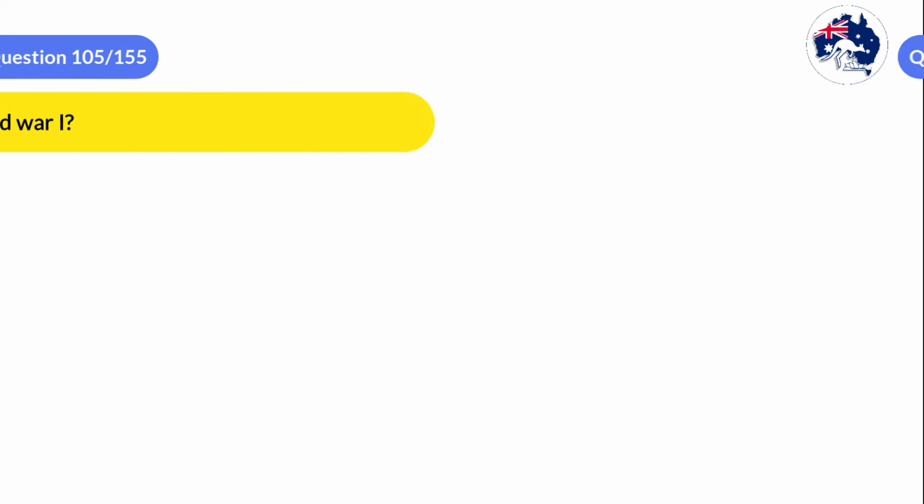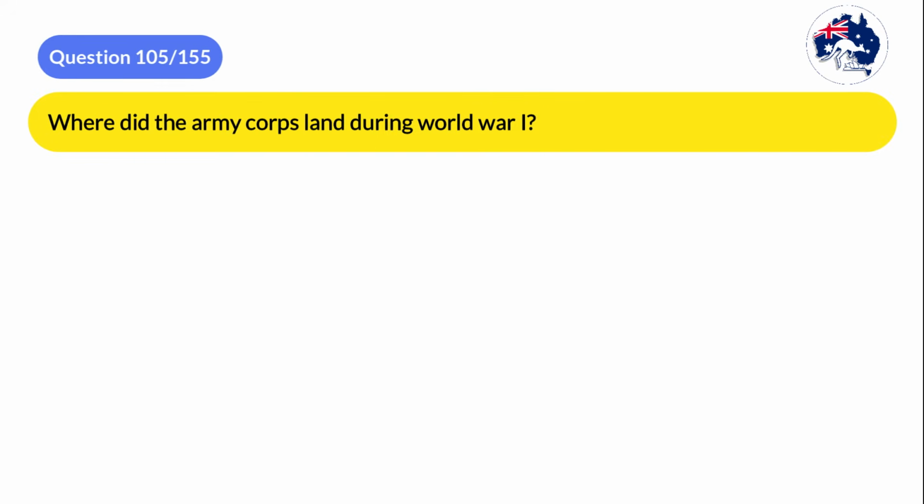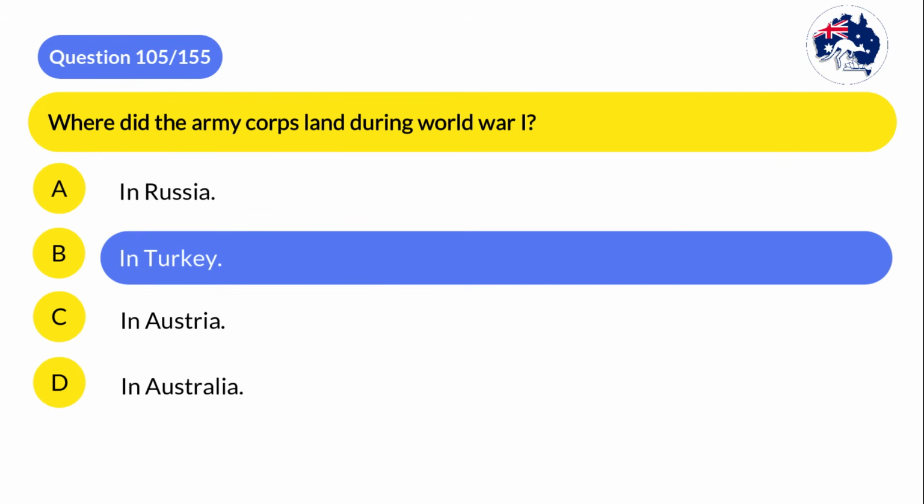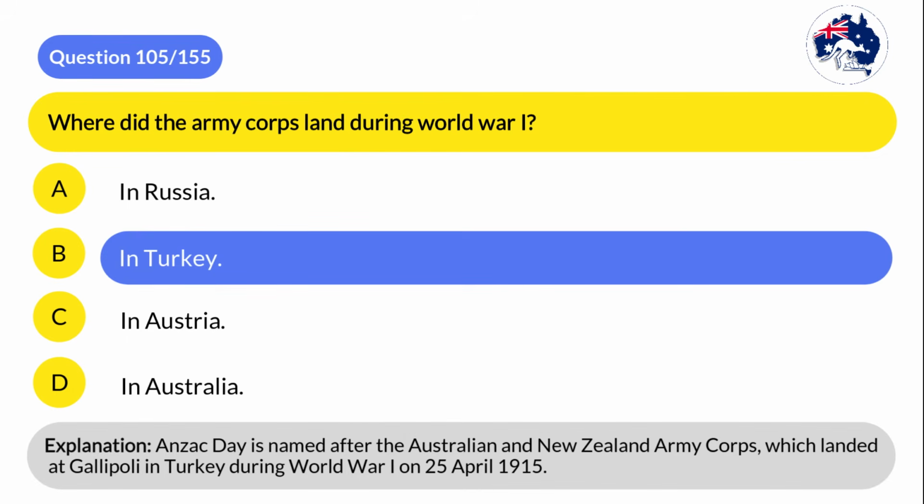Question 105. Where did the Army Corps land during World War I? A. In Russia. B. In Turkey. C. In Austria. D. In Australia. The correct answer is B. In Turkey. Explanation. Anzac Day is named after the Australian and New Zealand Army Corps, which landed at Gallipoli in Turkey during World War I on April 25, 1915.